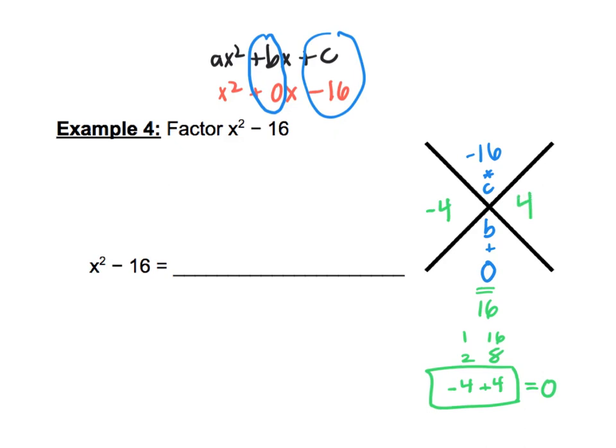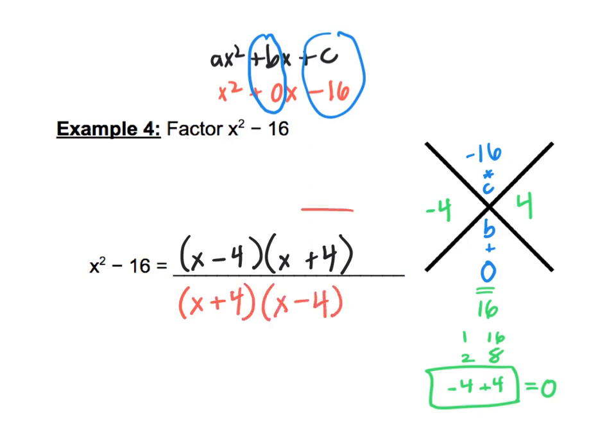When I write that, again, we need our x's inside our parentheses. We're going to have x minus 4 and x plus 4. Again, we could flip-flop it. You could write it as x plus 4 times x minus 4, and that would be a good answer too. All right, those are all of your examples of factoring when a equals 1.